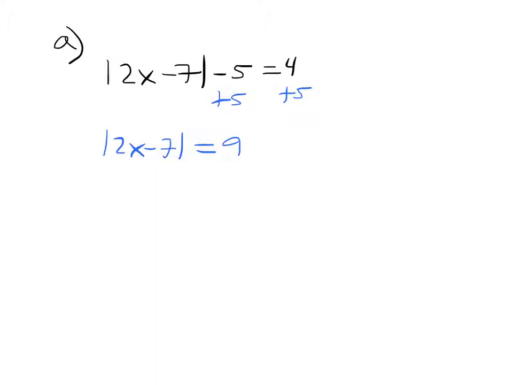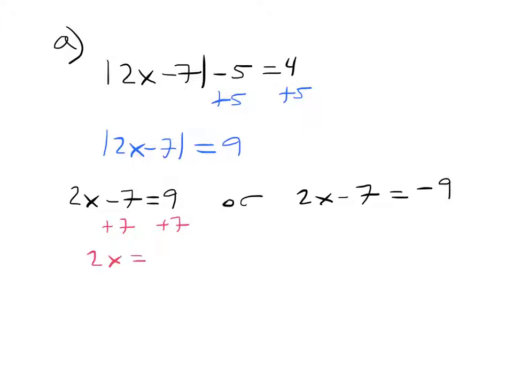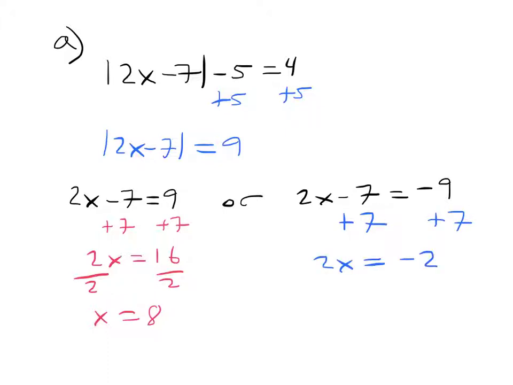Now I can use my absolute value rule. To get rid of the absolute value, I have to say that 2x minus 7 could equal 9, but I also have to include that 2x minus 7 could also be equal to negative 9. If you don't include that, you will be wrong. Plus 7, 2x is equal to 16, divide by 2, x is equal to 8. On the other side, plus 7, 2x is equal to negative 2. Don't forget that's a negative there. Divide by 2, x is equal to negative 1.